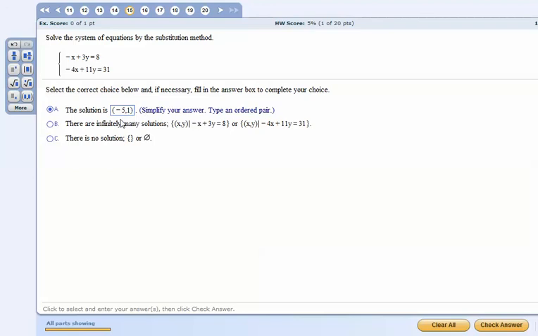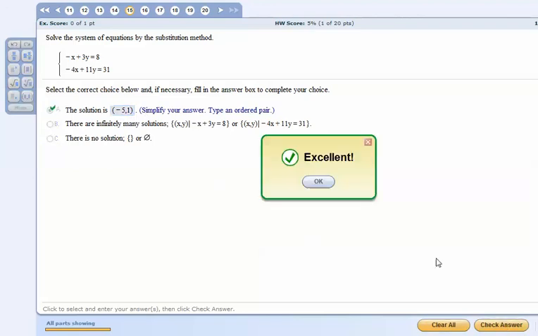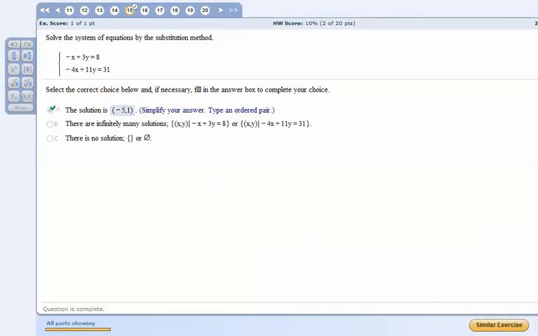So the solution is the ordered pair negative 5, comma 1. And that's how we would solve the system using substitution.